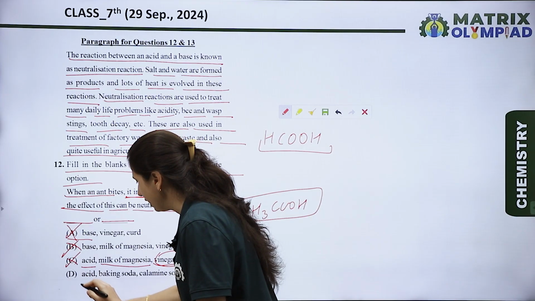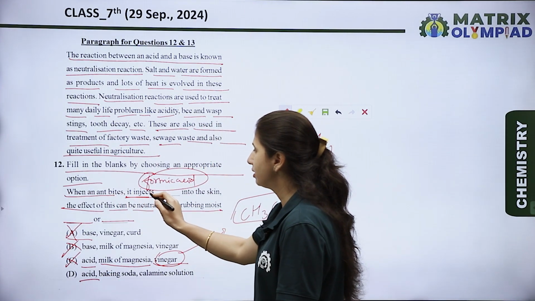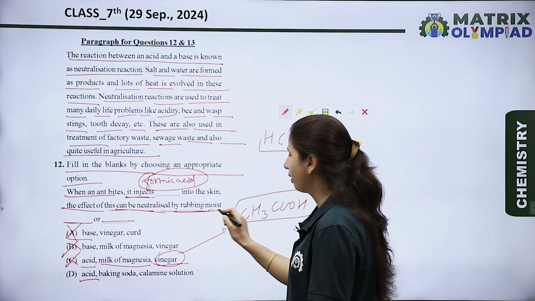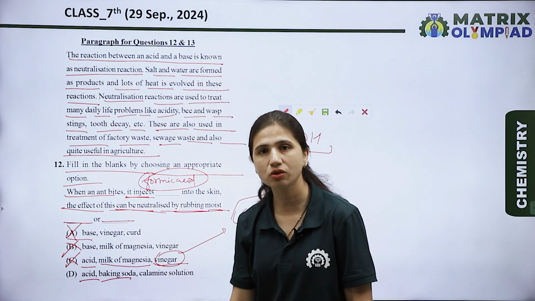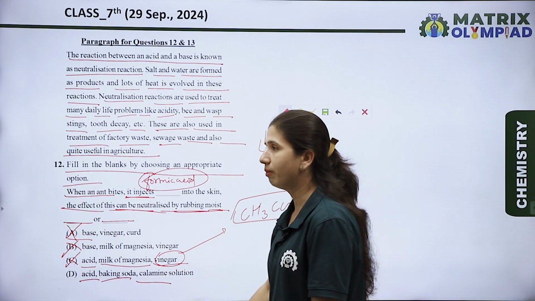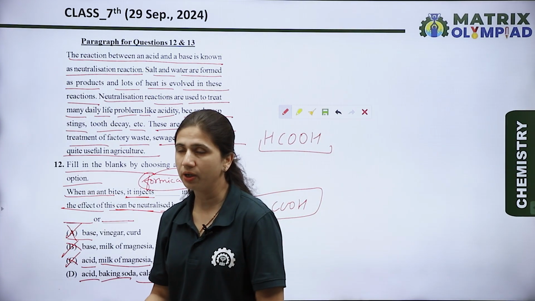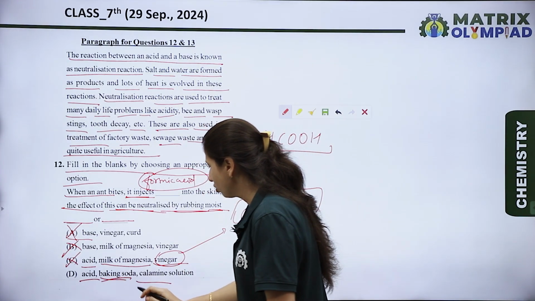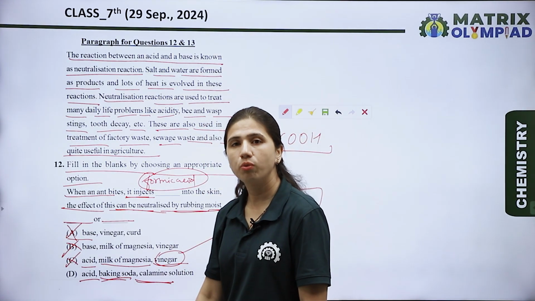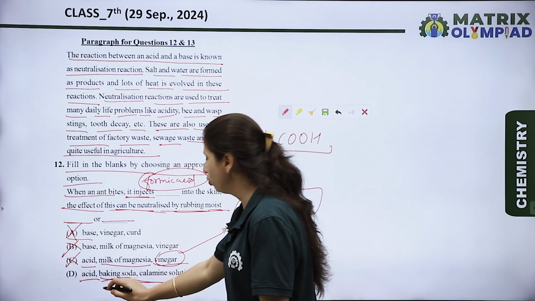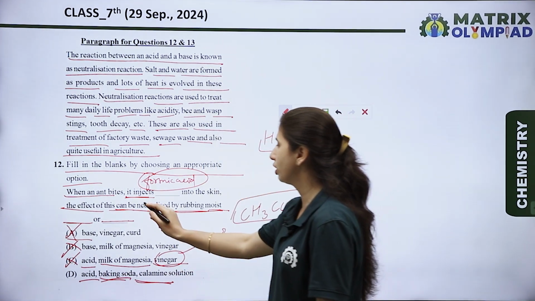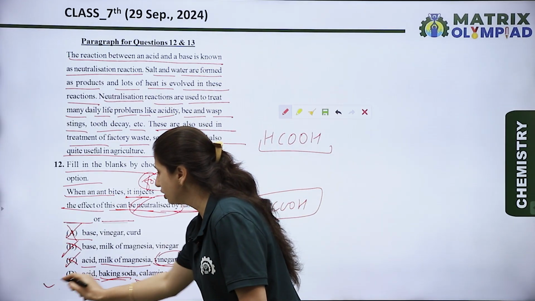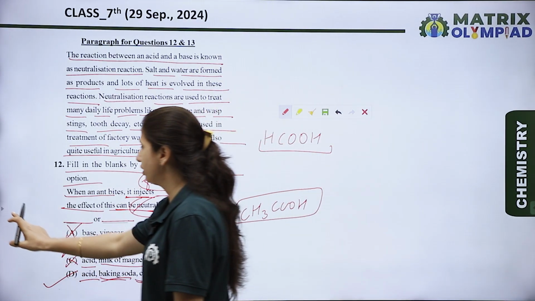Now let's see option D. Yes, ant bites inject acids, and it can be neutralized by rubbing baking soda. Baking soda is basic in nature, and calamine is a common name of zinc carbonate, which is also a basic substance. So baking soda and calamine solution are both basic in nature, so we can use them to neutralize the effect of the acid. So option D is the right option for this question.